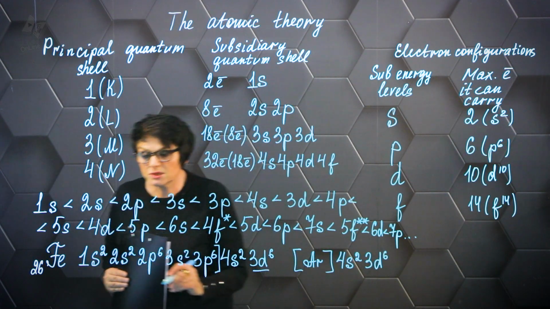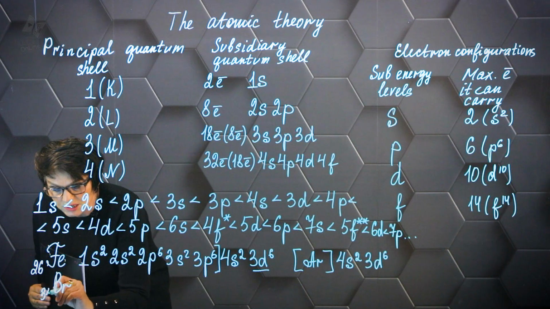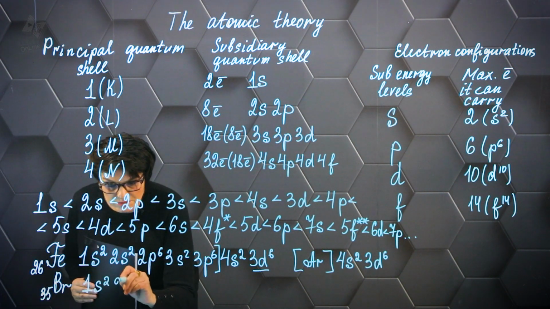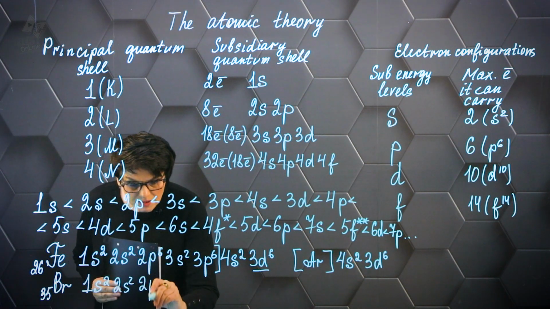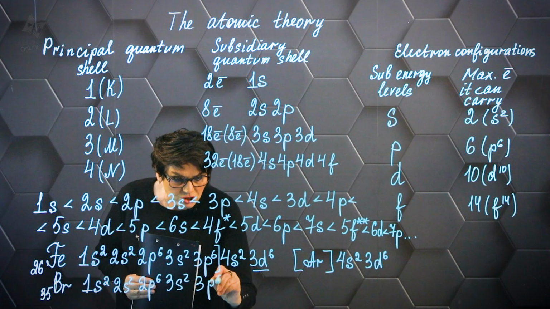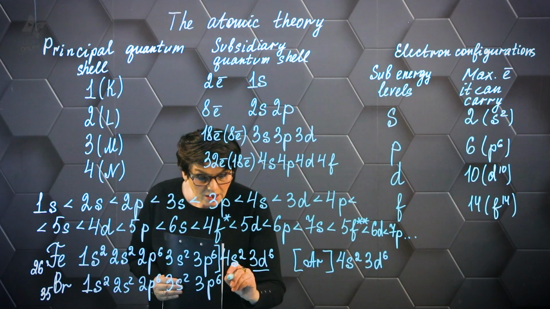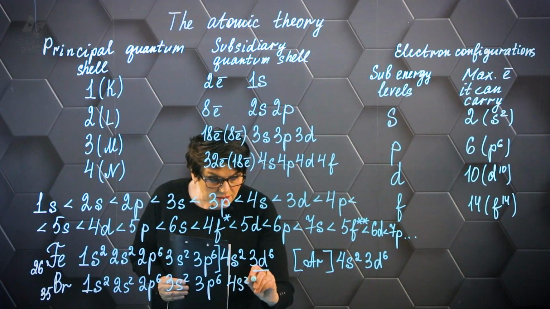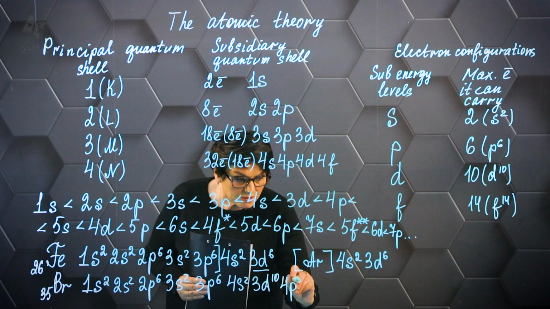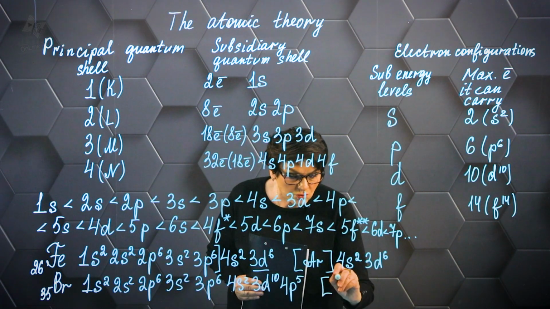But let's do one more, for bromine. Our bromine has the number 35 and its full configuration would be 1s2, 2s2, 2p6, 3s2, 3p6. As we can see, in the beginning it goes the same way as iron. Then comes 4s2, 3d10, and 4p5.